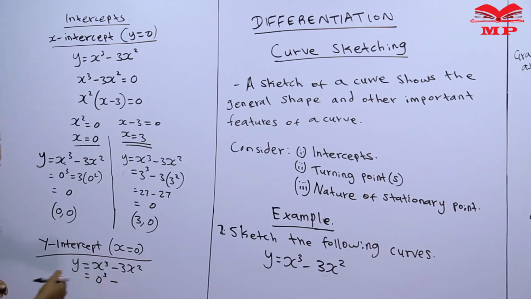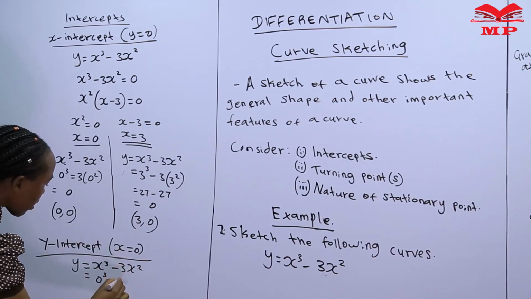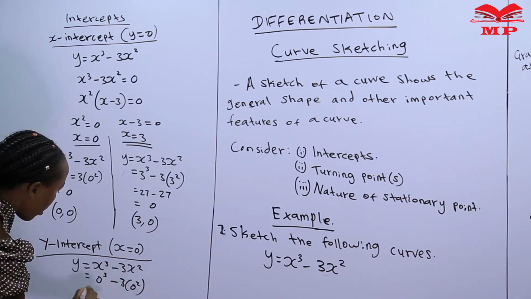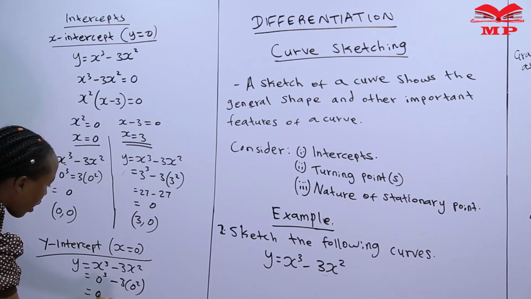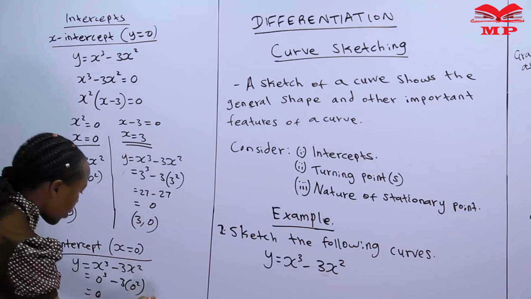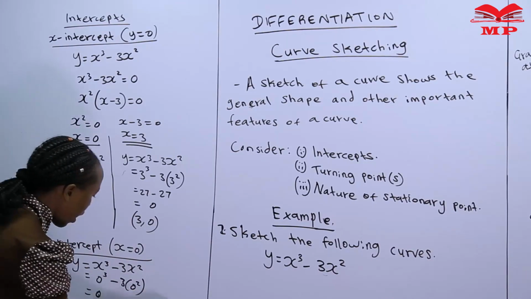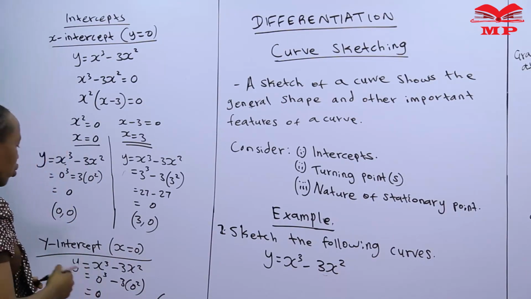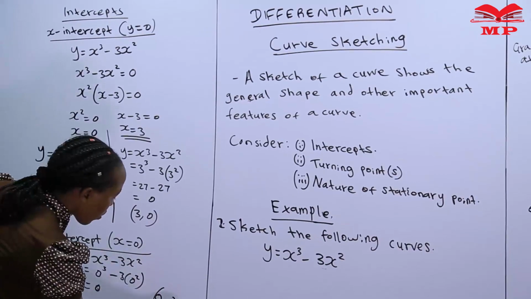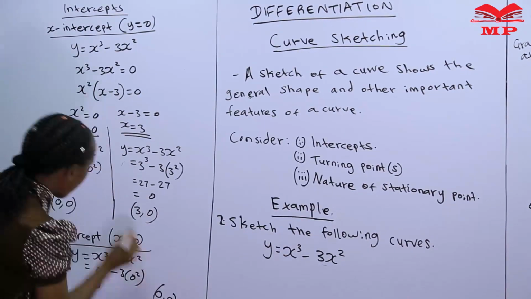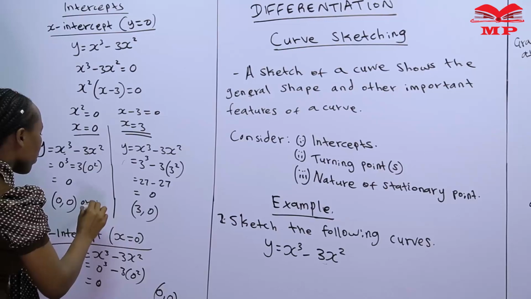Then we have minus 3 times 0 squared. We end up getting 0. And therefore for the y-intercept we have x 0 and y 0. That is the origin. So here we have the origin, and again for this case we also have the origin.